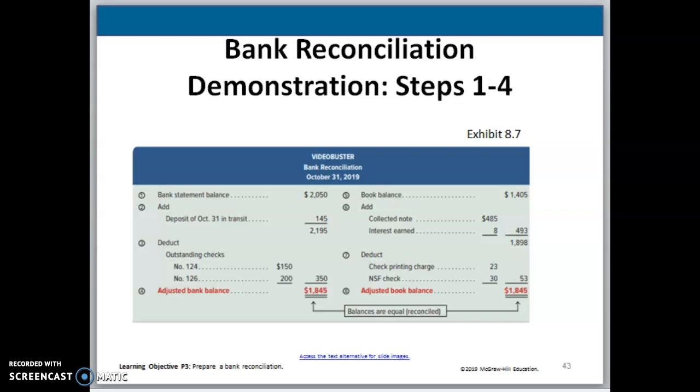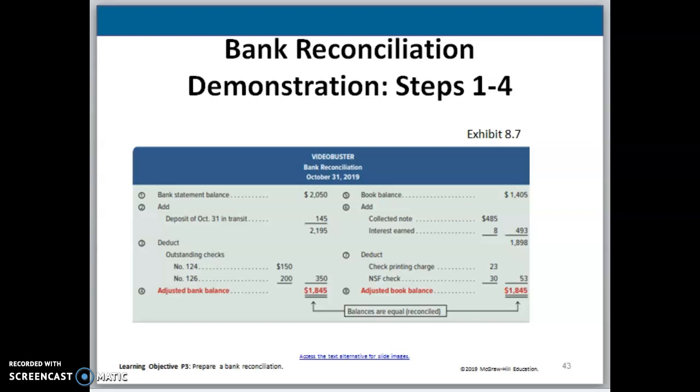This is for a company called Video Buster. Their bank statement was $2,050. That's what their bank statement said they had. And then we have to identify and list any unrecorded deposits or bank errors that understated the bank balance, and we're going to add those to the bank balance.